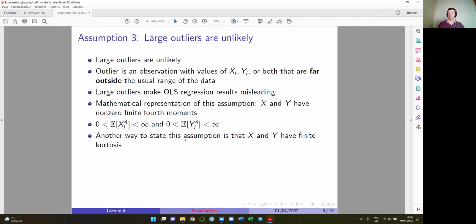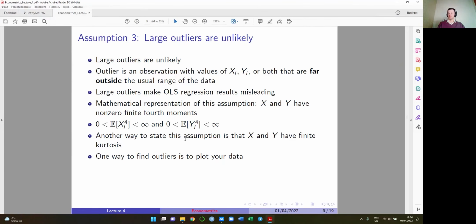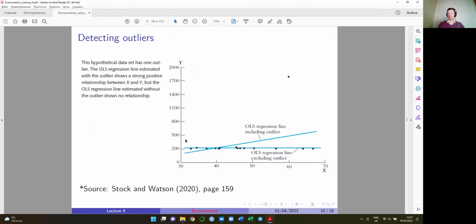Or we also can call this that X and Y have finite kurtosis, for those who remember moments from statistics and their names. So how to find outliers? One way, and sometimes this is the most practical and the simplest way, is to plot the data. Let me show you how to do this, and then we will go back to the slide.